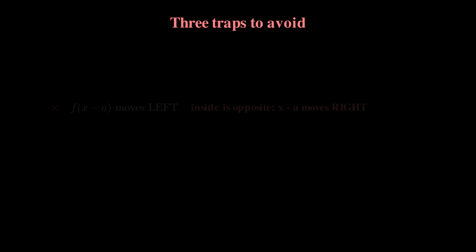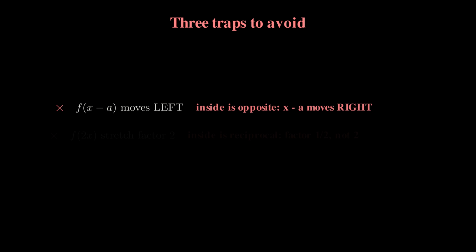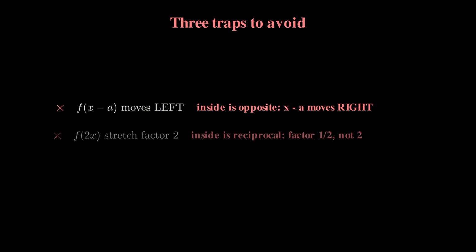Finally, the three traps that quietly cost marks. One. Reading f of (x minus a) as a shift to the left. It's inside, so it's the opposite. It moves right. This is the number one error in the whole topic. Two. Calling f of 2x a stretch of factor 2. Inside is the reciprocal, so it's a horizontal stretch of factor one half. The curve gets narrower, not wider.